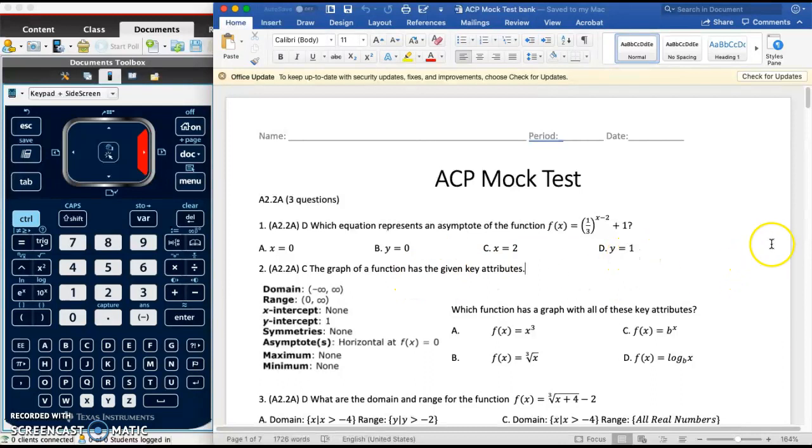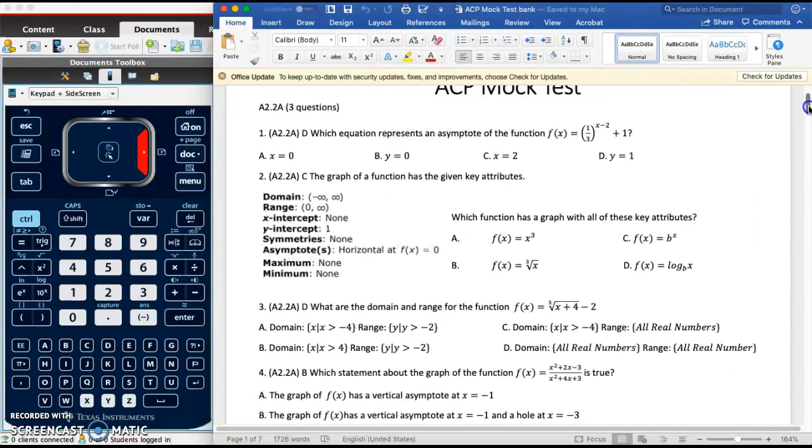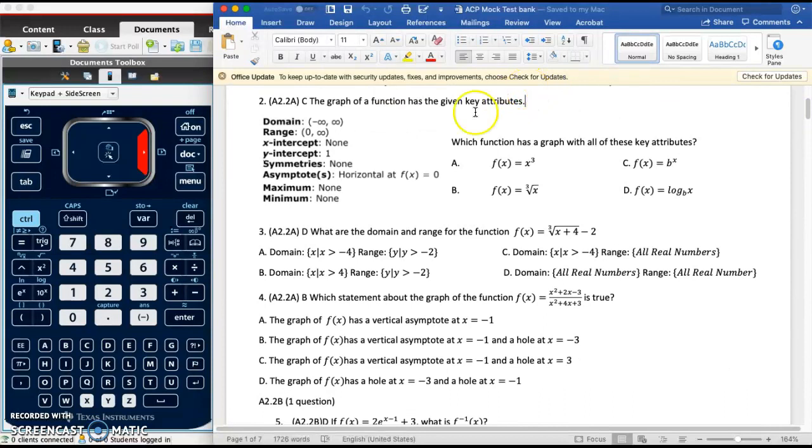All right, next one, number 2. It says the graph of a function has given key attributes. It gives me the domain from -infinity to infinity, range from 0 to infinity. There's no x-intercept, so it doesn't cross the x-axis. There's a y-intercept, so it's crossing at 1 on the y-axis. There's no symmetry. We have a horizontal asymptote at f of x equals 0. Maximum is none, minimum is none. Okay, so which of these?